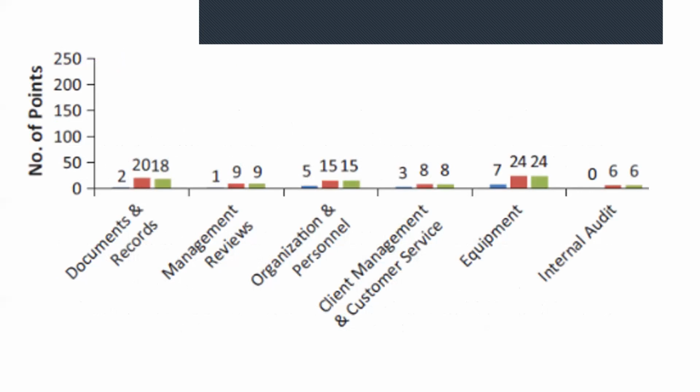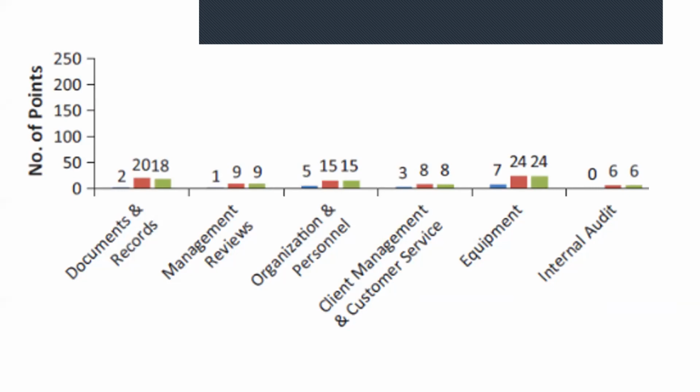We have documents and records, management reviews, organization and personnel, client management and customer service, equipment, and internal audit. Obviously, the baseline is done by the internal audit, and you can see that for internal audit they had 0 because they were doing it for the first time. In documents and records, at the baseline, they only had 2 points. However, in 2012, they ended up with 20 points. So obviously, they worked on how to manage their documents and records correctly.